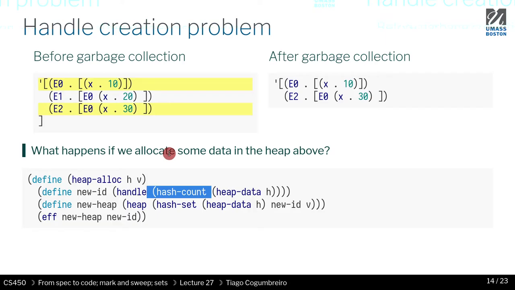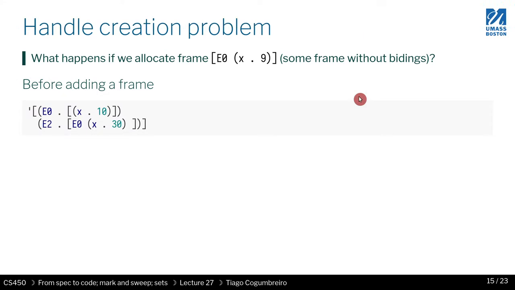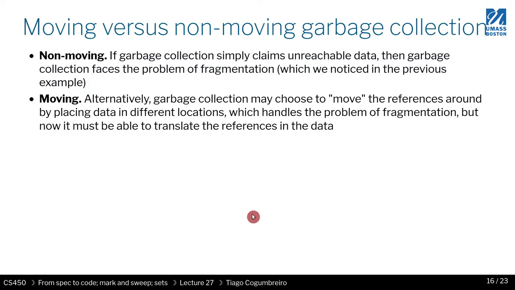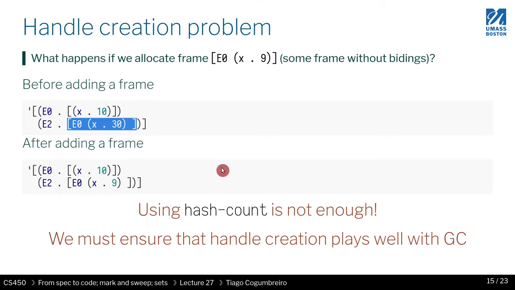So let's look at what would happen if, after you do garbage collection, you would allocate. In this case, in position 2, we have a frame that assigns x to 30. If I allocate a frame with some bindings, let's say parent is E0, and now I assign x to 9, because the count is 2, the new identifier is going to overwrite the old one, which means I would lose the old identifier x assigned to 30. You really don't want to have that. And of course, hash count is not enough. You need to have something a bit smarter. So that's just a note to revisit a point that we made before.